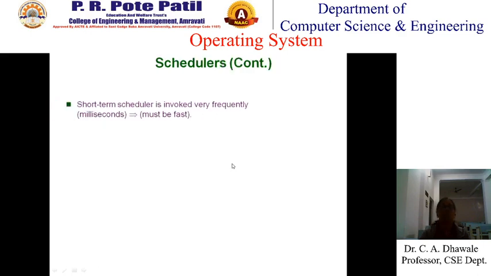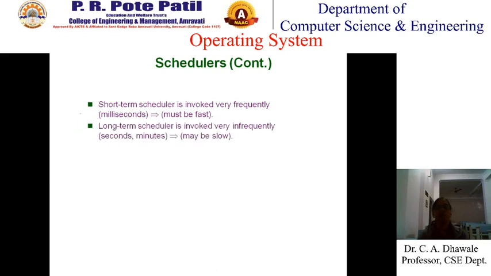Okay. Now the schedulers here, short-term scheduler. Short-term means these schedulers are invoked by the operating system frequently. It is called short term because the process requires a very minimum amount of time for the execution. So the short term scheduler has to perform its work very fast. So it is invoked very frequently.